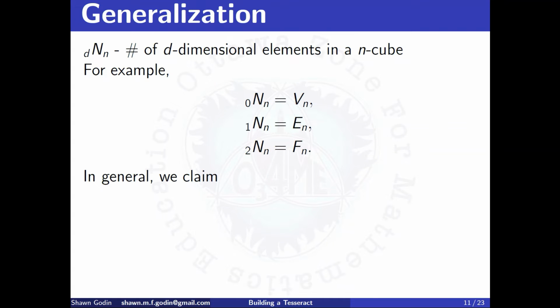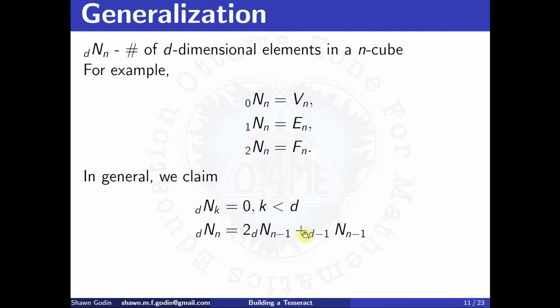So I'm going to claim that the pattern that we saw before actually continues. And this should make sense. d N k is going to be 0. The number of d-dimensional elements is going to be 0 if the dimension of the cube that I have is actually smaller than the dimension of the elements. Okay? And I'm going to claim that this pattern continues.